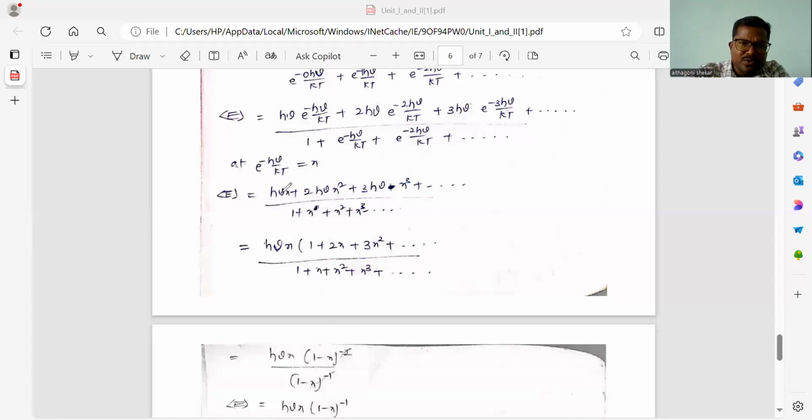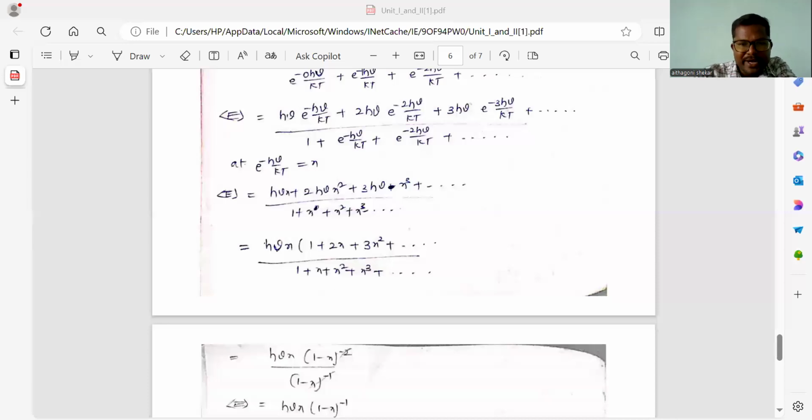This one is also the same. So h mu x is common out. So 1 plus 2x plus 3x squared, x is common out, so 2x plus 3x squared plus up to infinity. And the denominator value is also 1 plus x plus x squared plus x cubed.